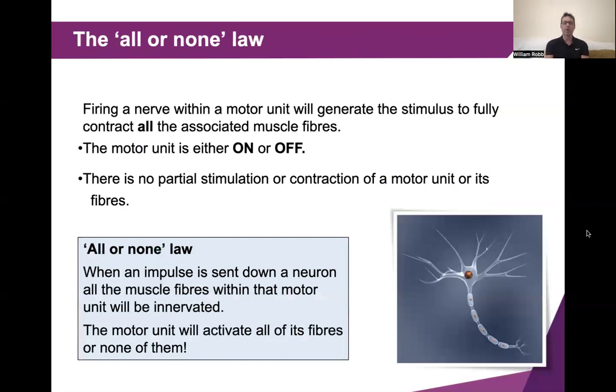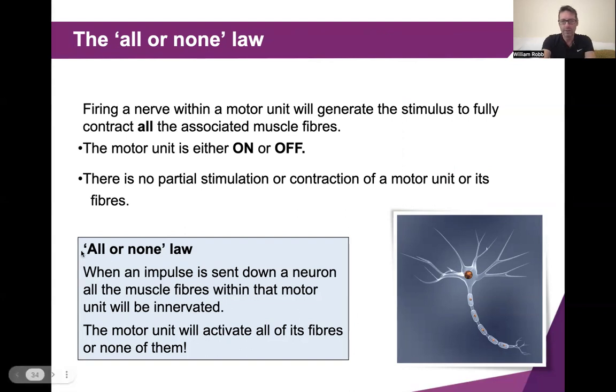Now, let's look at the all or none law. You may need to remember this because there might be a question in your theory paper. All or none. Firing a nerve within a motor unit will generate the stimulus to fully contract all of the associated muscle fibers. The motor unit is either on or it's off.